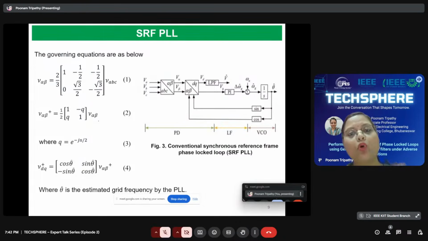So obviously, to overcome its drawback, we need to develop some advanced as well as novel PLL method which has enhanced performance in comparison to the existing SRF PLL.